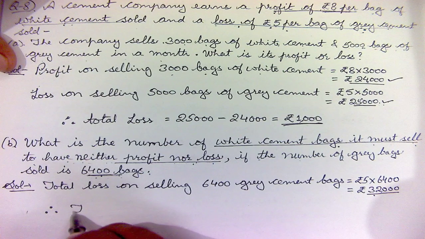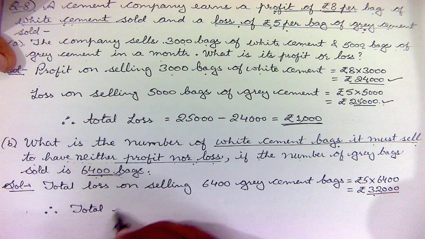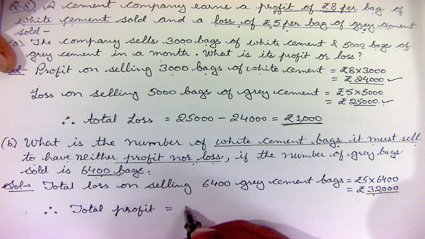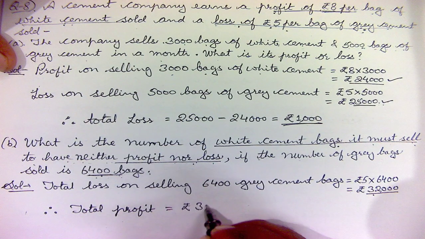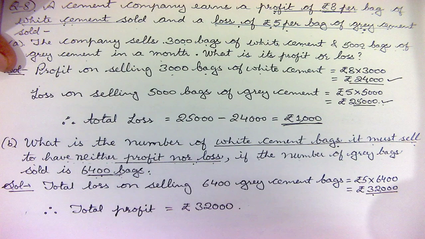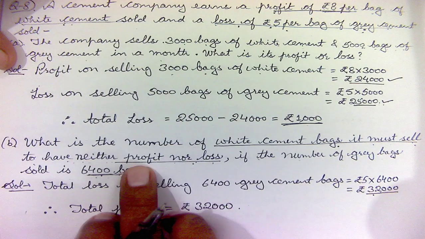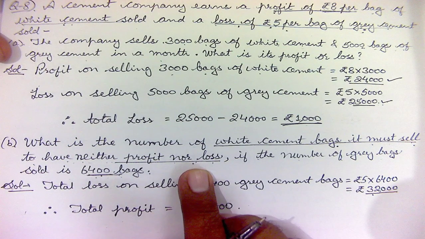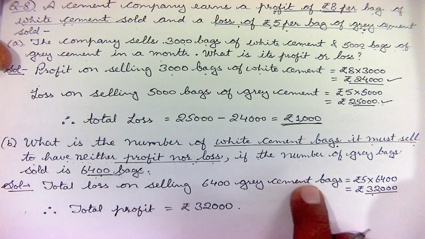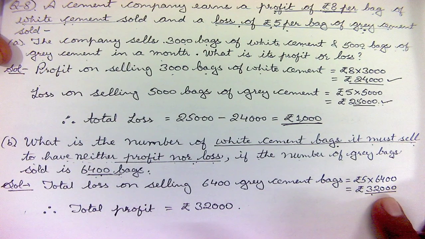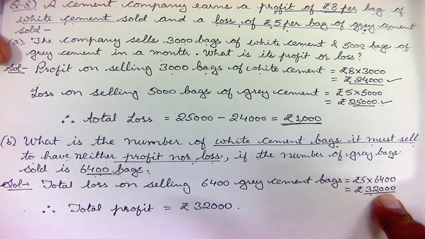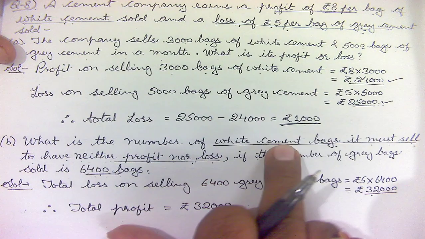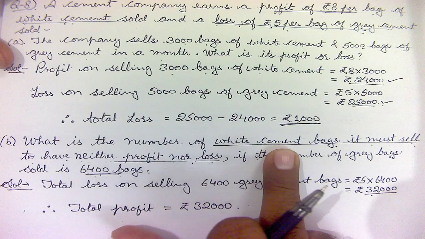Therefore, total profit is also equal to rupees 32,000. Now because the company says it should not have any profit and it should not have any loss, but on selling the grey cement bags it is having a loss of 32,000. Now this loss will be covered up with the profit gained by selling white cement bags.